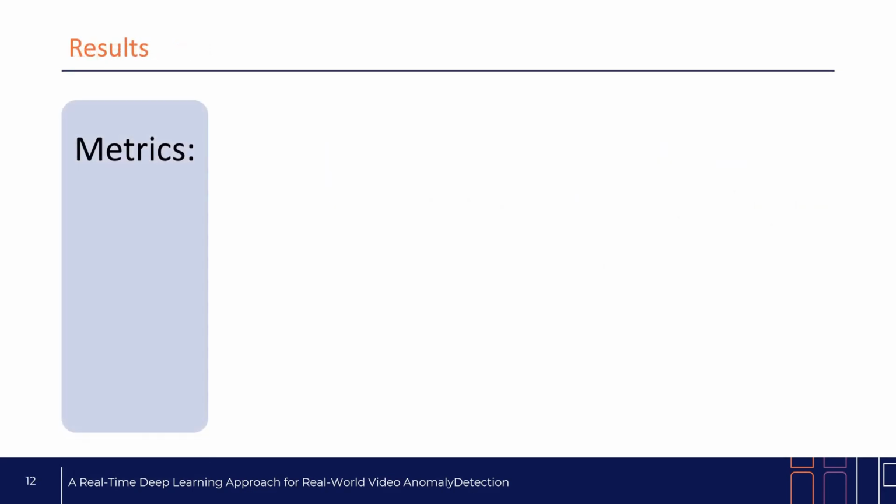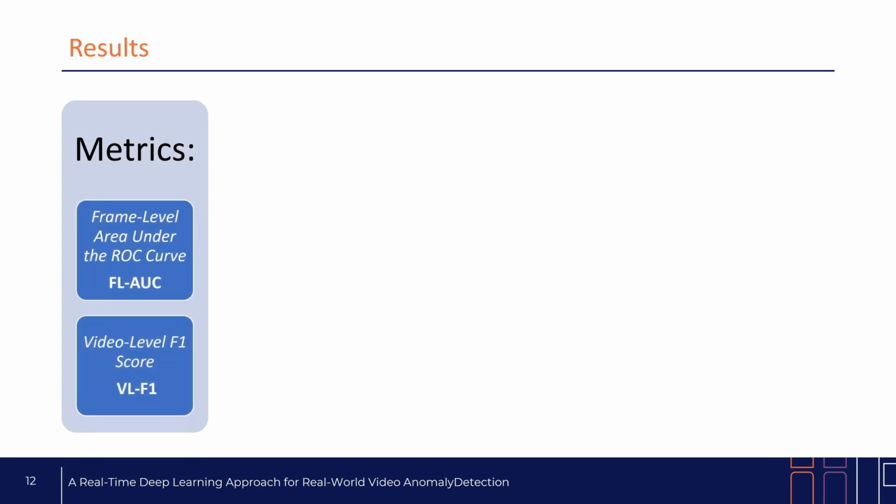It's common in literature to compare models using the area under the ROC curve calculated frame by frame. We also introduced a new metric to evaluate the effectiveness of the models in the classification at video level, the video level F1 score. This metric, contrary to the previous, can also be used for weakly labeled test sets.